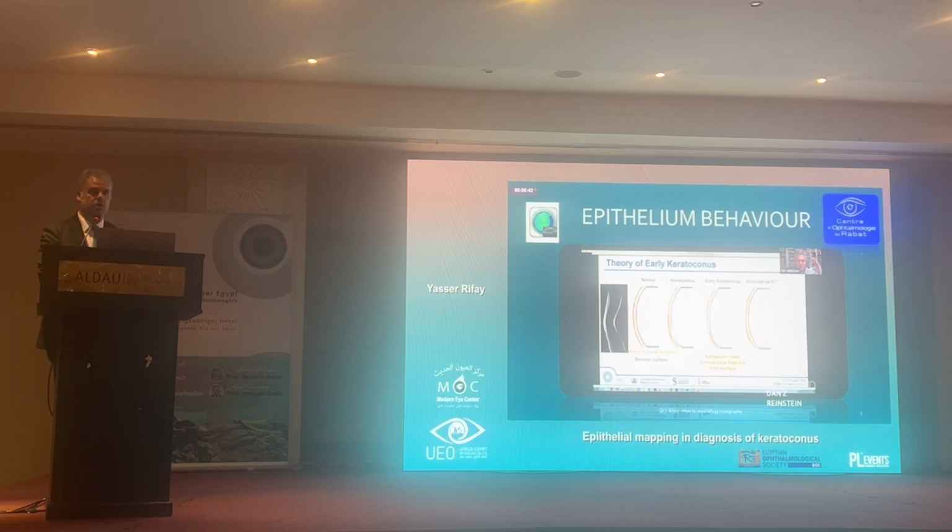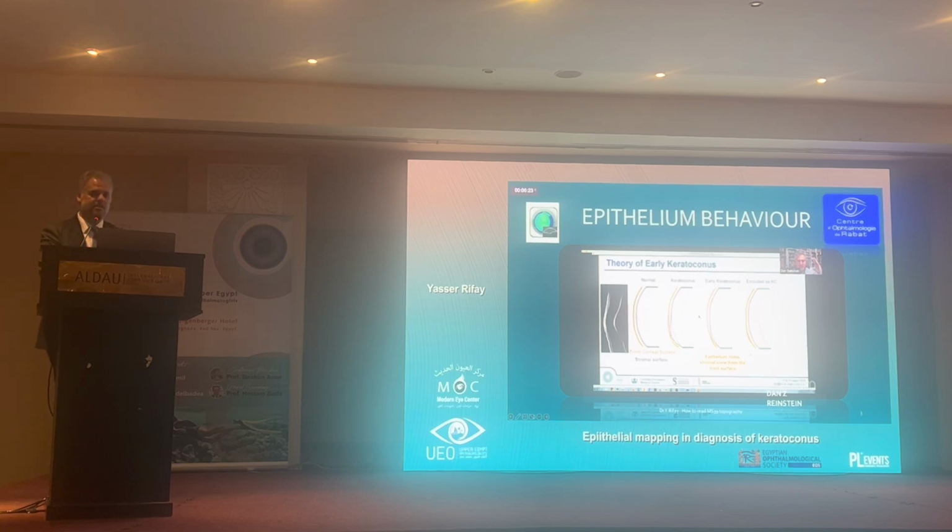from the stroma. So the modification of the epithelium is the first aberrometric treatment of the keratoconus. The keratoconus is a stromal disease, and the epithelium tries to hide this high order aberration.